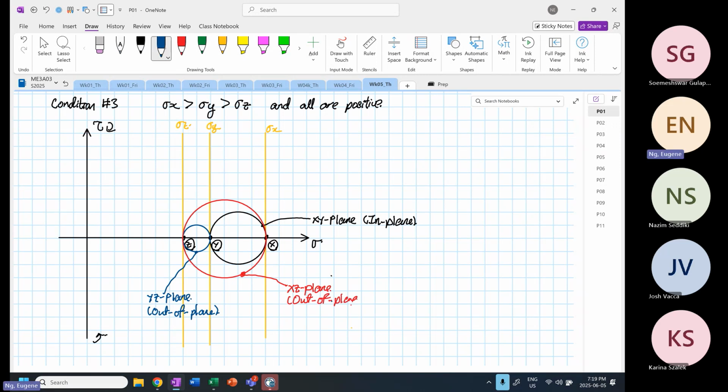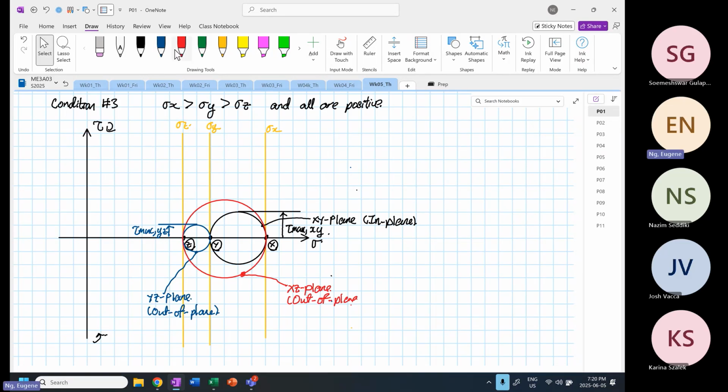So if we were to drop the shear now to find out where the shear is, so this will be our shear max, and it belongs to the XY plane. And then we have the next one. Okay. So this is shear max. And this happens to be our YZ plane.